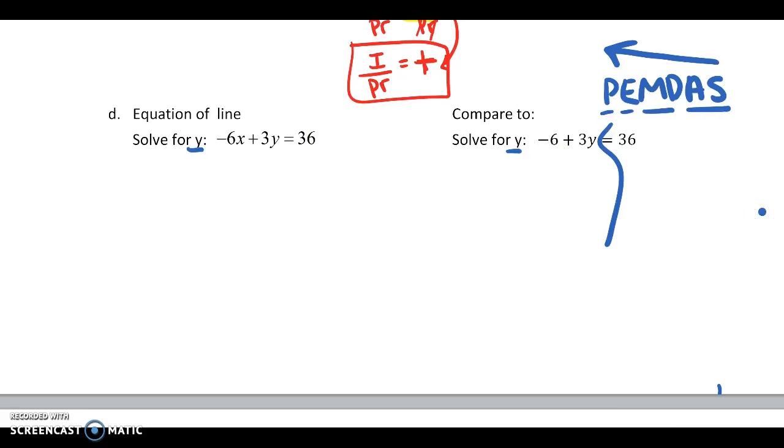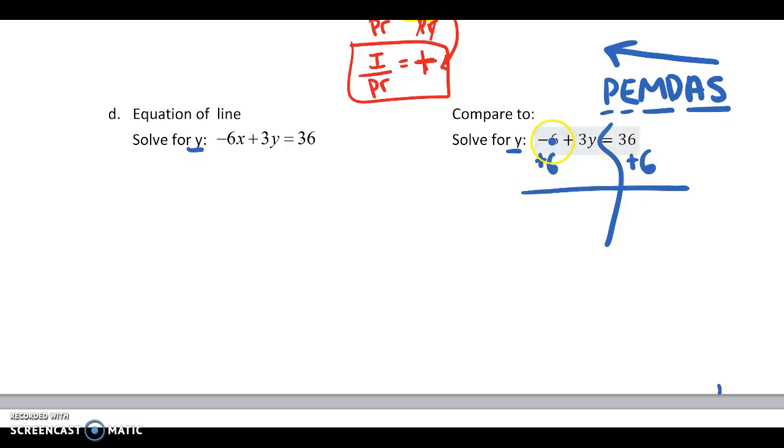So where do you see addition or subtraction here? Okay, so I have negative 6 plus 3y. So you're actually adding this negative 6 to the 3y. But I've got to undo negative 6, which is like a minus 6. So what undoes a minus 6 would be a plus 6. Whatever you do to one side, you have to do to the other side of the equal sign.